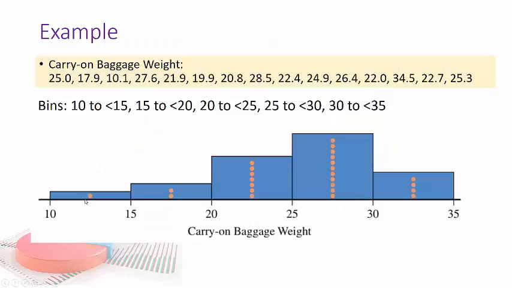So in this example, you can see here the different categories, and we just piled up the data points in there. So it's a lot like the other one, and you can see this is the bin from 10 up to, but not including 15. This is a bin from 15 up to, but not including 20.